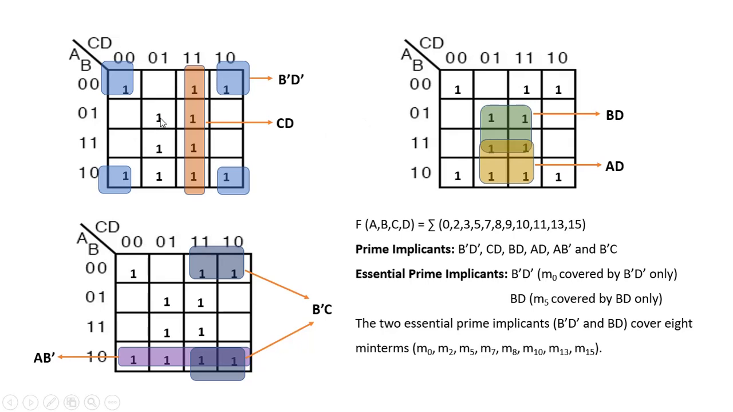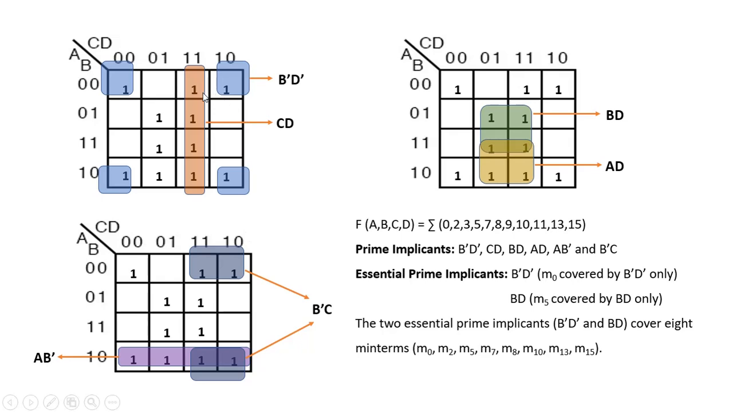Now this one can be combined with this one, but the quad is also possible. So first we will form the quad. This quad is formed, and it will be represented by BD. Then these four ones can be paired together, and these will be denoted by AD. Then this one can be paired in this way also. Four ones, a quad, will be represented by A B bar.